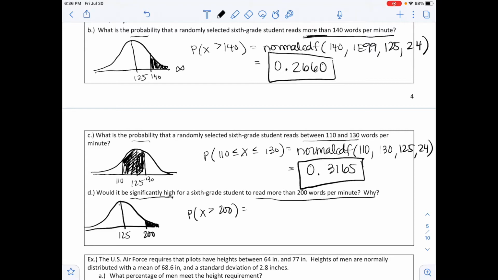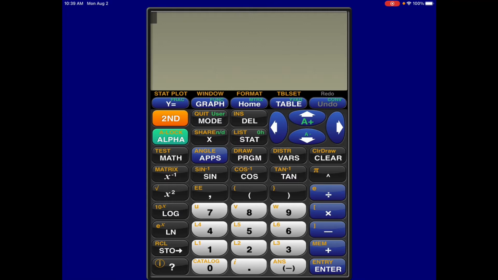And so in order to figure out this probability, we're going to go ahead and do normal CDF. Lower bound's 200. Upper bound would be that 1E99 or infinity. The mean here is 125. Standard deviation is 24. On the calculator, we're going to go to second vars, normal CDF, and lower bound is 200. Upper bound is 1E99. Mean is 125, and the standard deviation is 24. Close parenthesis and select enter.